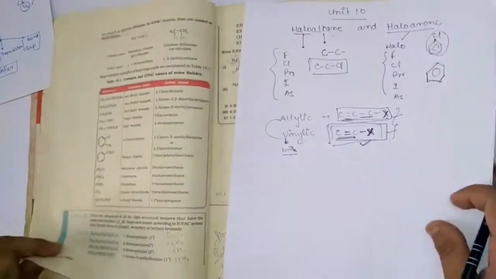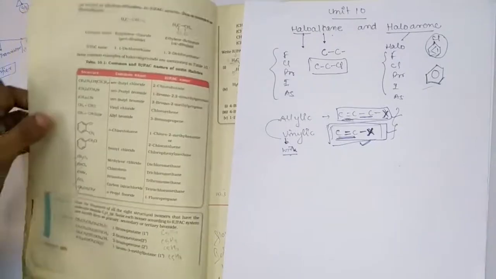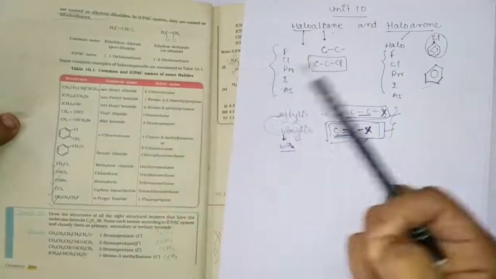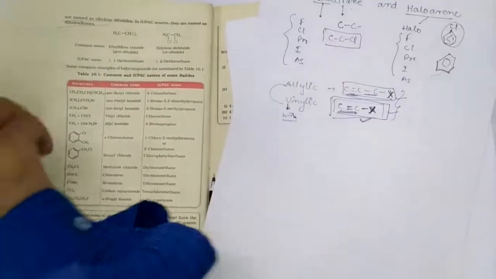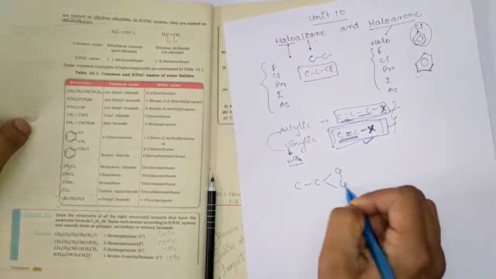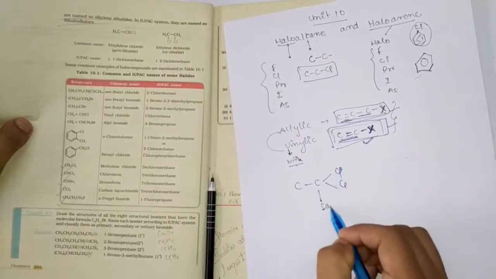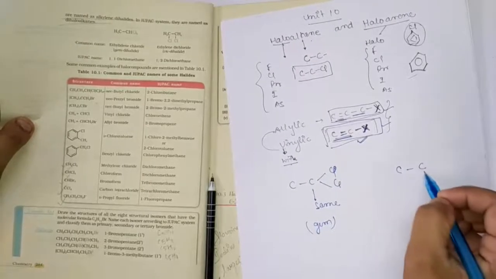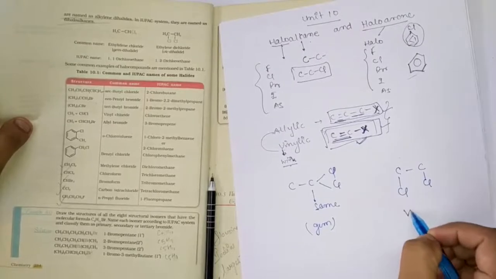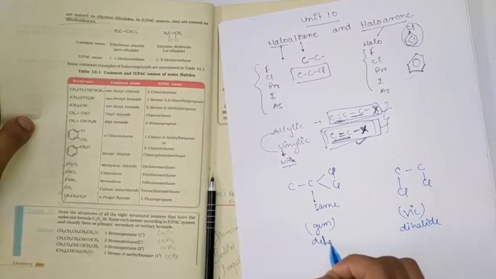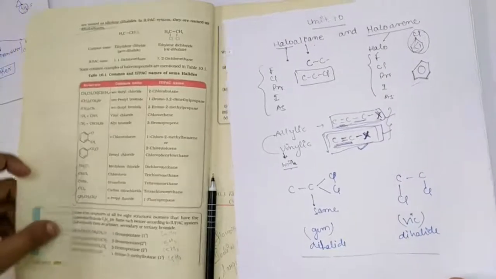Now we are going to focus only a little on the nomenclatures. This is important: gem halide and vic halide. If there are two chlorine groups on the same carbon, this is the gem halide. You can see the two chlorine groups in the very first structure, these two halides are on the same carbon. Same carbon, this is gem. And if these halogens are on different carbons, this is vic. Vic dihalide, because there are two halides. And this is also a dihalide. This was only the common portion that we would discuss about the nomenclatures.